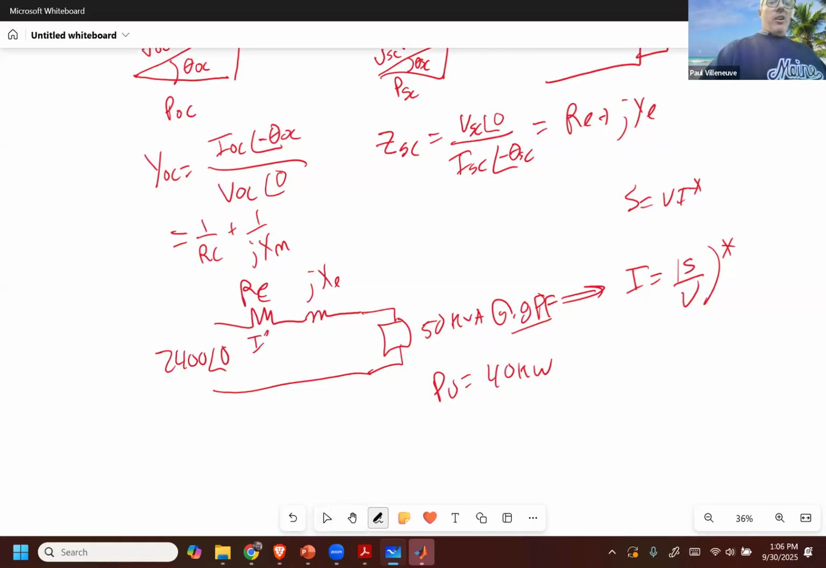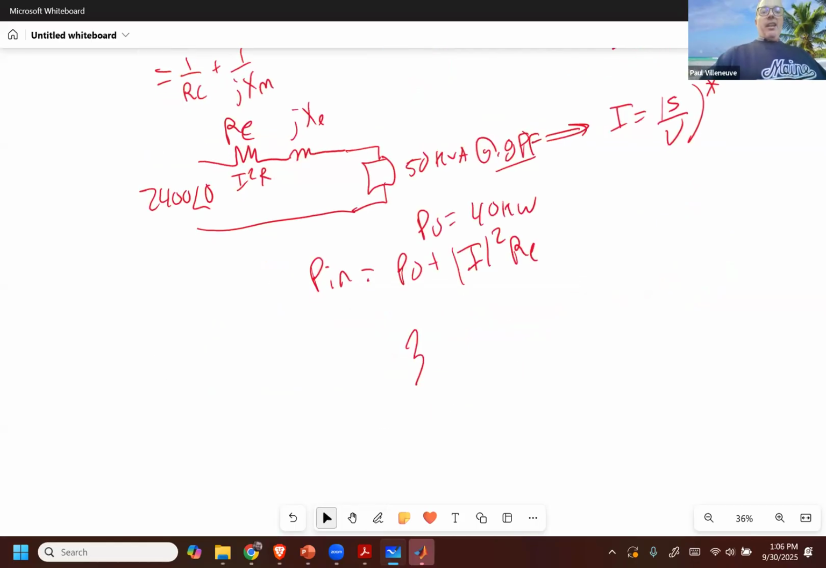Now I got I squared R losses here. So input power is equal to P out plus the magnitude of I squared times R_E. And can you correct me if I'm wrong?